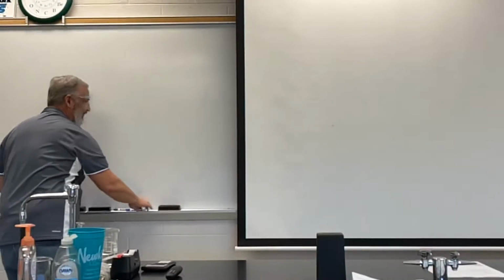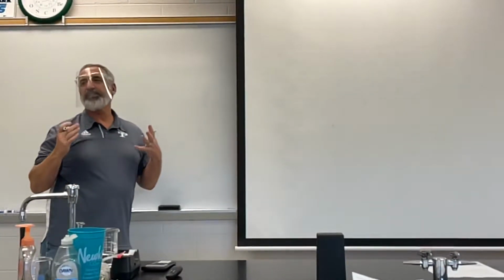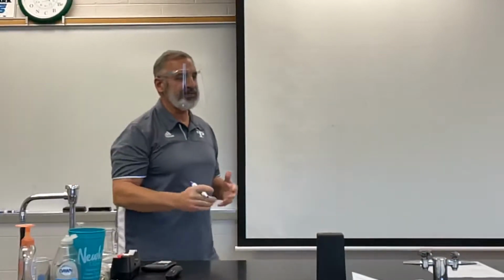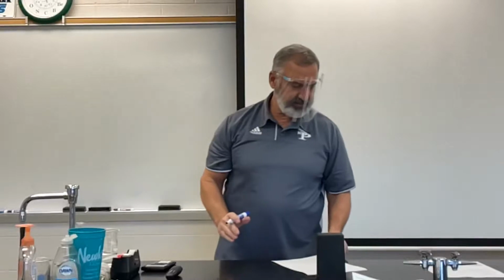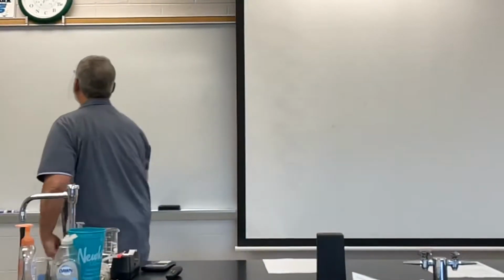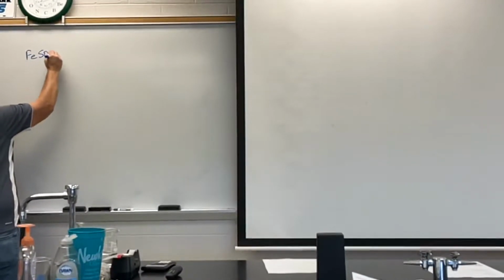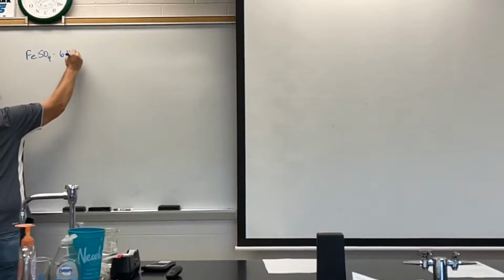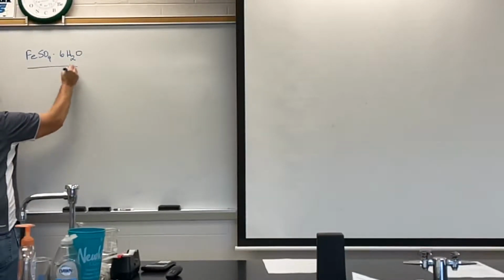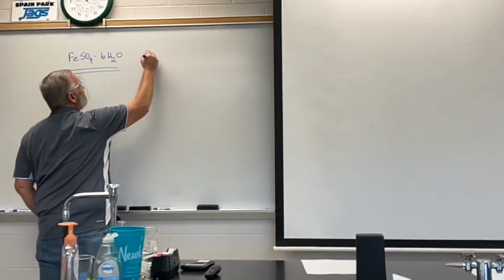All right. So we want to look on the first worksheet. Look at number 3. Okay, and number 3 says, what percent of FeSO4.6H2O? So what I want to do is, this is kind of a unique formula. Okay, when you see this, this is what we call a hydrate.